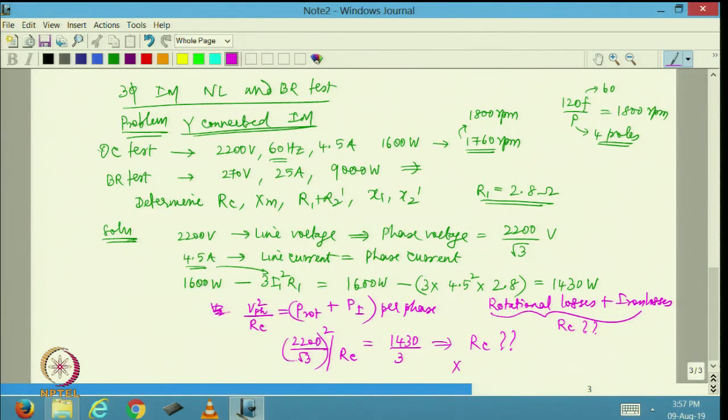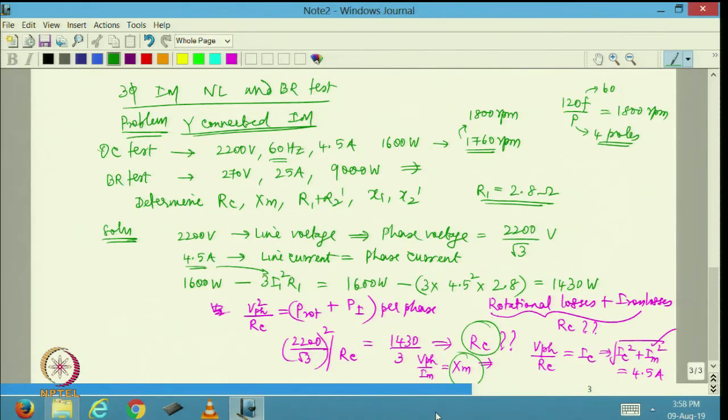Now, I have to get XM. To get XM, if I have V phase divided by RC, that will give me IC. And I can also say the square root of IC square plus IM square will be equal to 4.5 ampere, from which I should be able to determine IM. Now, I can say XM is V phase divided by IM. So, I have got the value of XM, and I have also got the value of RC.